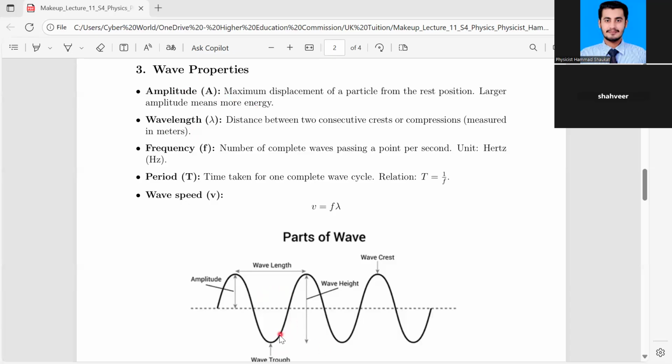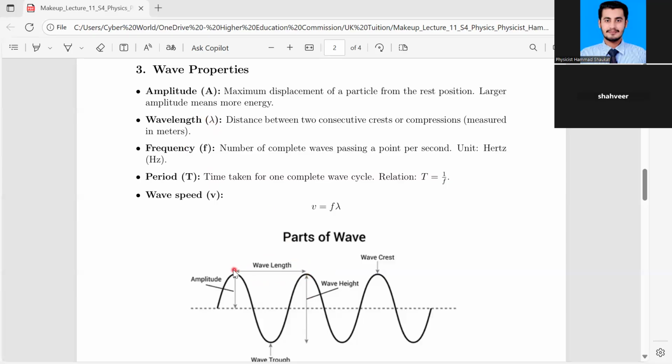And if I say the distance between this trough and this trough, is this also called wavelength or not? Yes. So the distance between two consecutive crests as well as troughs is also known as wavelength. The distance from this to this is called one lambda. Lambda is the abbreviation of wavelength, one lambda.